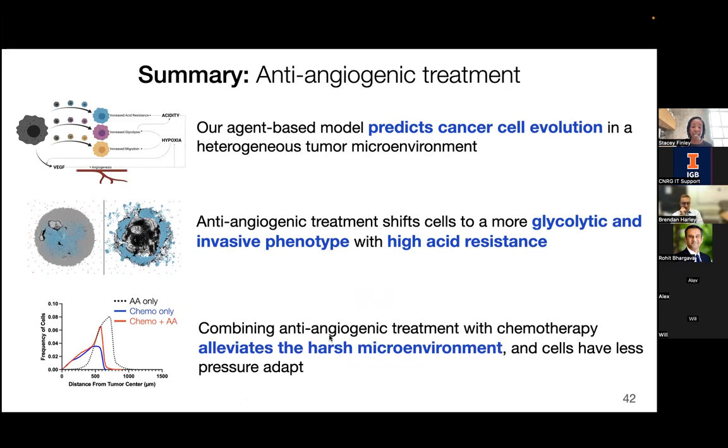And then combining anti-angiogenic treatment with chemotherapy does alleviate this harsh microenvironment, meaning the microenvironment that would cause the cells to evolve. They have less pressure to adapt, so it's helpful to chemotherapy, but we still see this invasive phenotype in terms of cells moving away from the center of the tumor, certainly compared to no treatment at all, and also in comparison to chemotherapy alone.